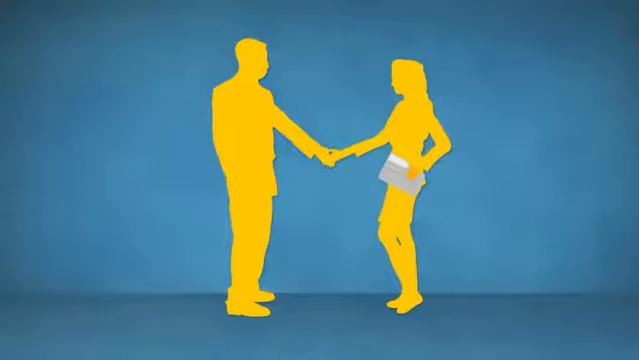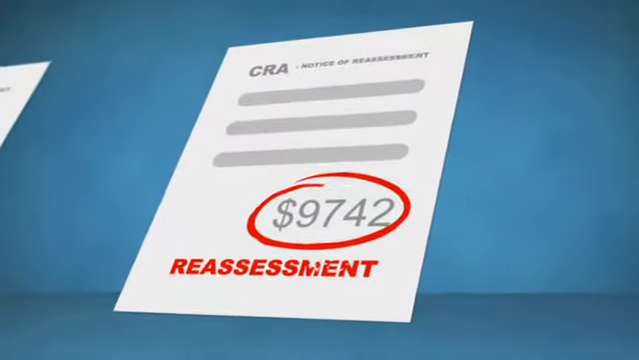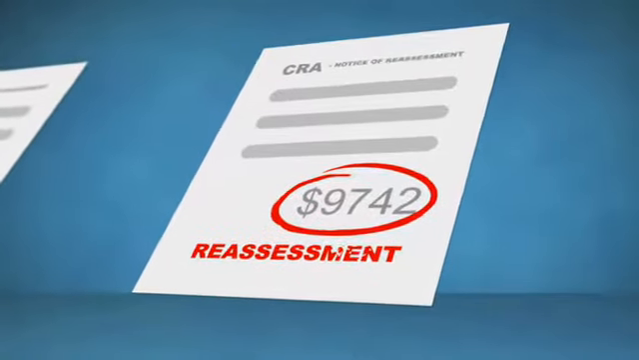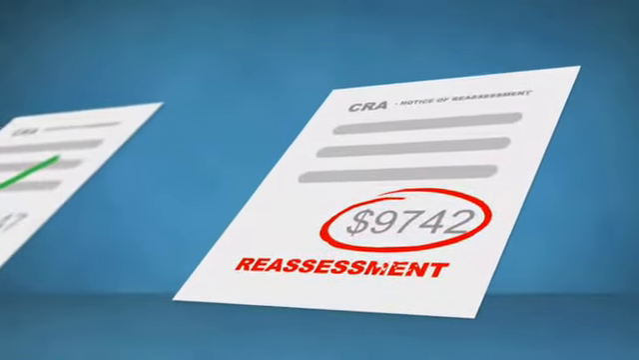At the end of the audit, we confirm one of 3 things: that the previous assessment was correct and nothing more has to be done, or you have to pay additional taxes, or you are entitled to a refund. Most audits do result in a reassessment with more taxes being owed to the Government of Canada.